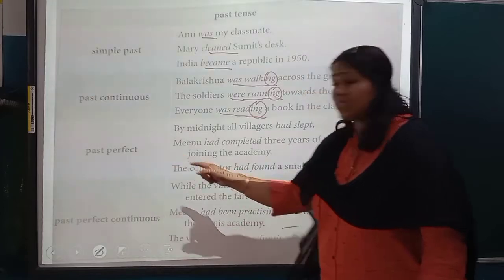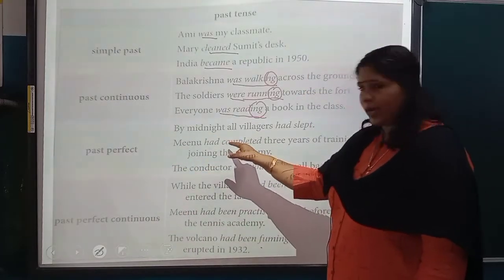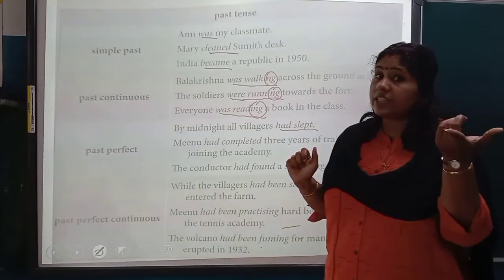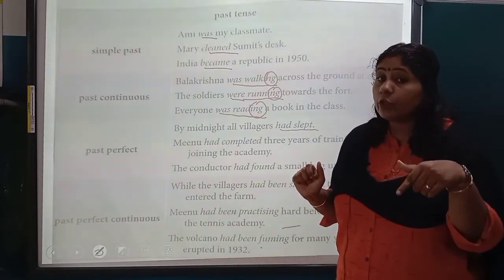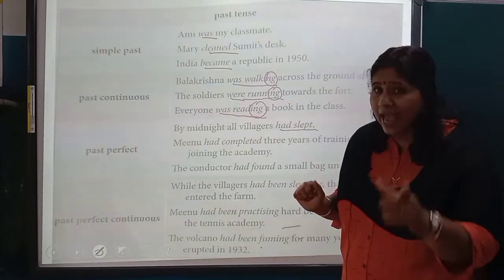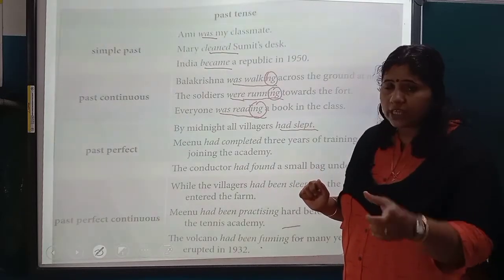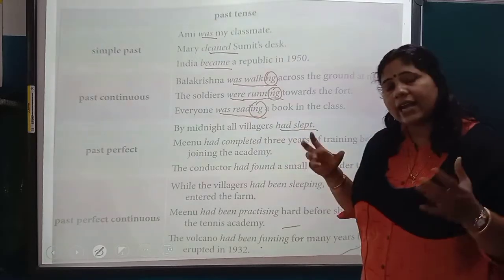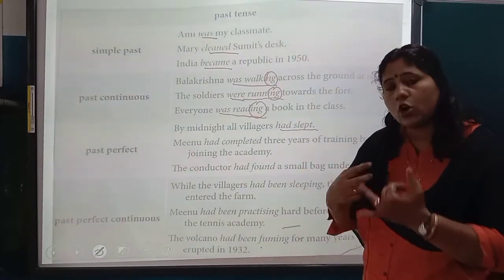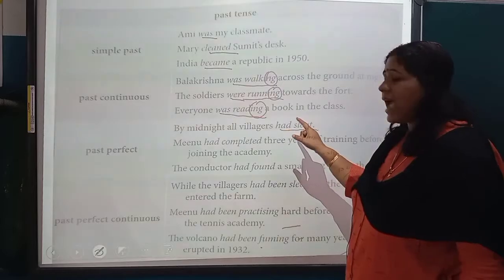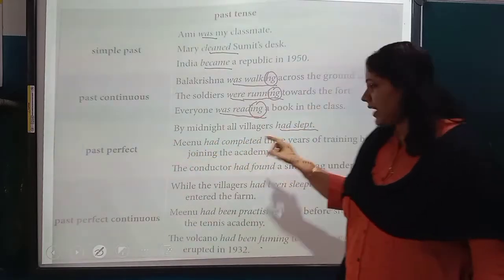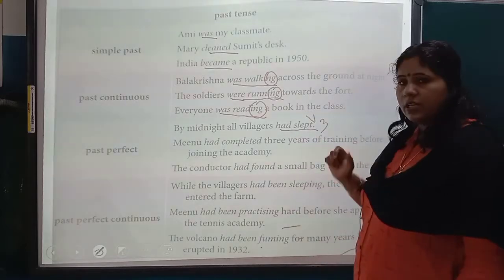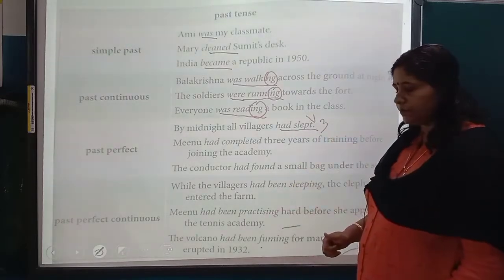Next, past perfect. By midnight, all villagers had slept. What do we do in the present perfect? We use have or has depending upon the subject, and V3 form. So here we have to add had everywhere. Whether the subject is singular or plural, you have to add had in the past perfect. Had plus V3 form. Slept. Sleep, slept, slept. V3 form.